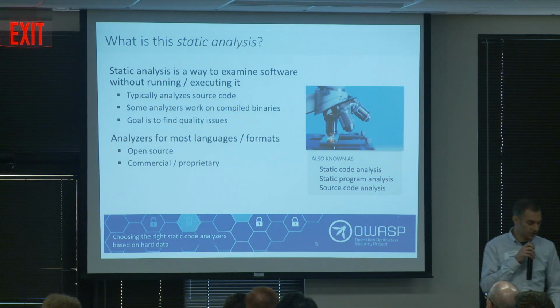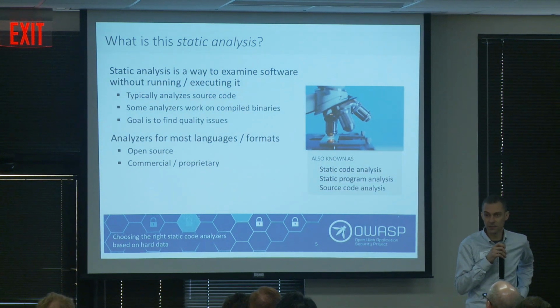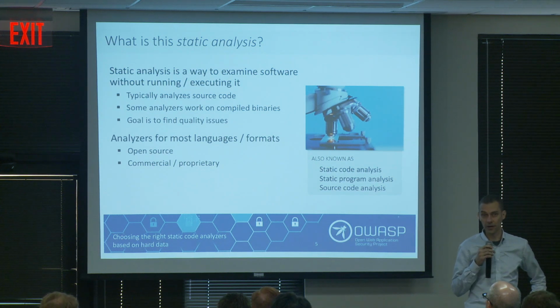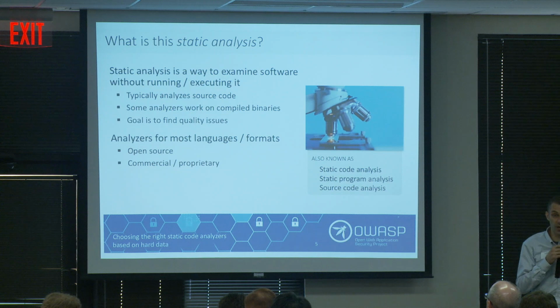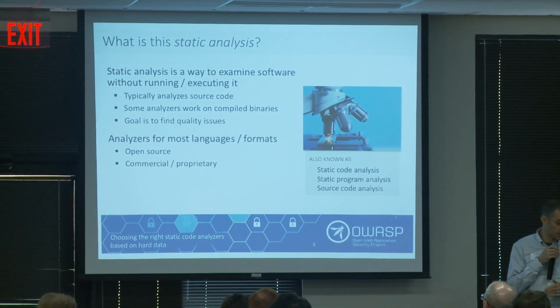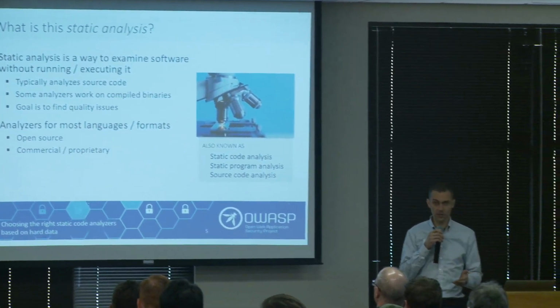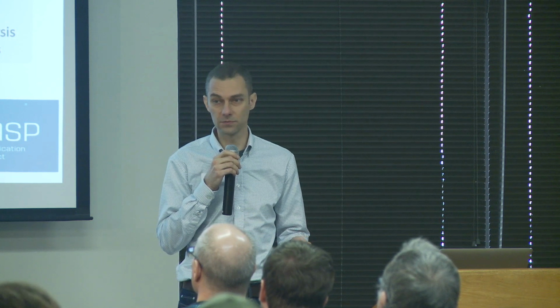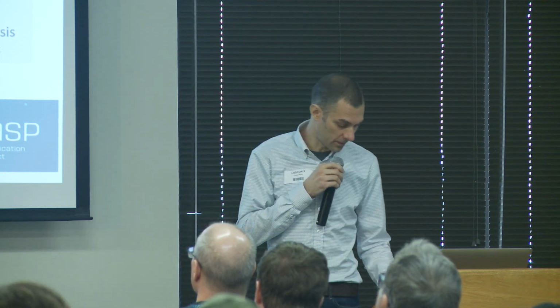So into static analysis. Static analysis is basically a way of looking at programs without running them and learning about how well they work and if there are problems or other things like that. They work on different inputs, so some work on source code, some work on compiled binaries. Really, they're all there to help find quality problems, right? And that's a broad category of problems. And there are both open source analyzers that are freely available where you can get their code, and there are also commercial and proprietary tools, right? So people who sell their software.